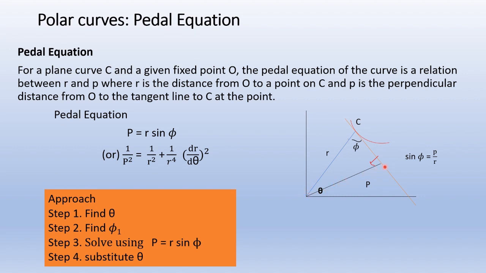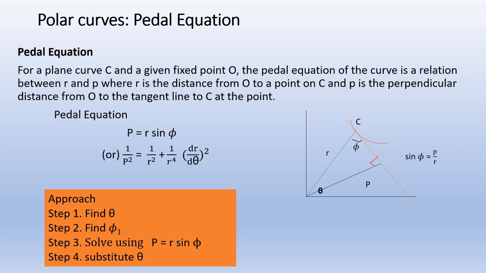Approach. Step 1. Find theta. Step 2. Find phi 1. Step 3. Solve using p is equal to r sin phi. Step 4. Substitute theta. Example 4. Find the pedal equation for this curve.